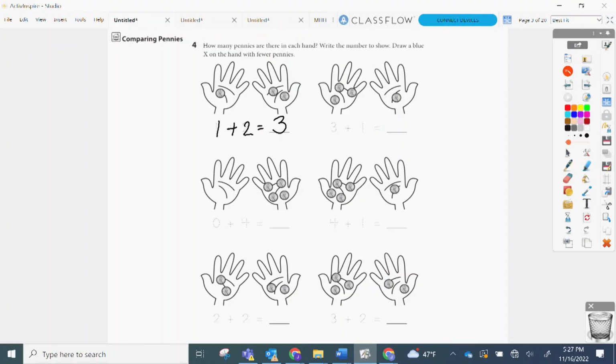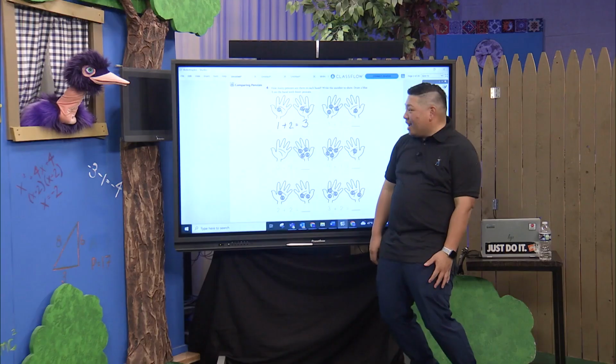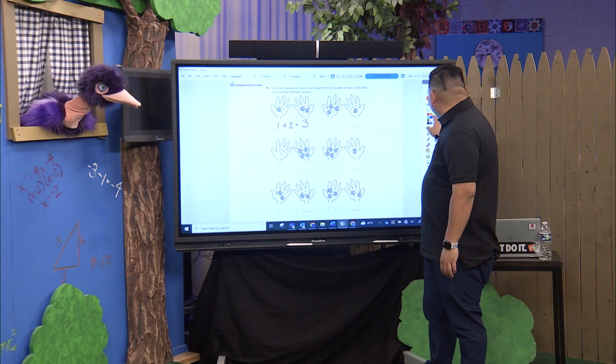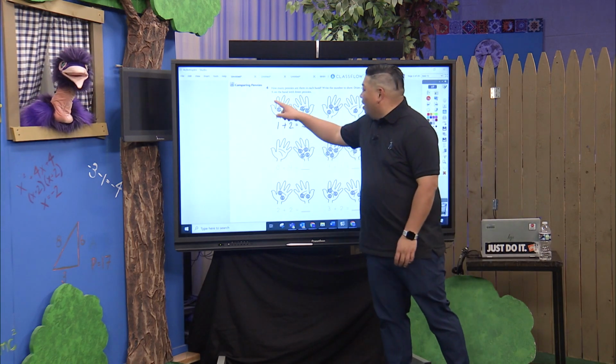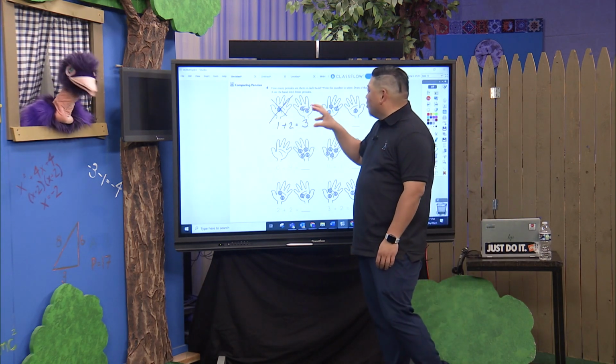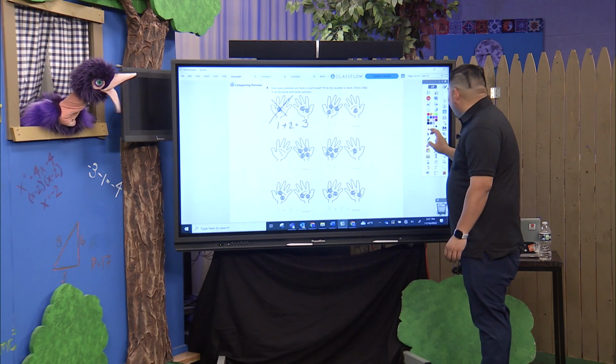Okay. Your turn. Wait, we're not finished though. Don't we have to draw a blue X on the hand? I keep forgetting the blue X. Mr. Teng. All right, so again, it's my turn. Gotta read the directions. 1 is less than 2. That's where my blue X goes. There we go.